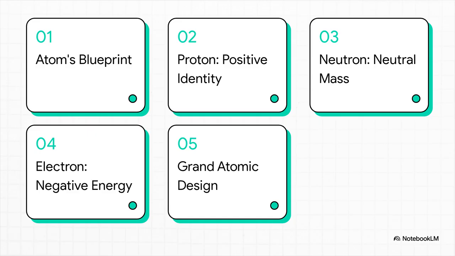Okay, so here's our game plan. First, we'll look at the atom's basic blueprint. Then, we'll get to know our 3 key players, the proton, the neutron, and the electron. And finally, we'll see how they all come together to make this one grand, amazing design.